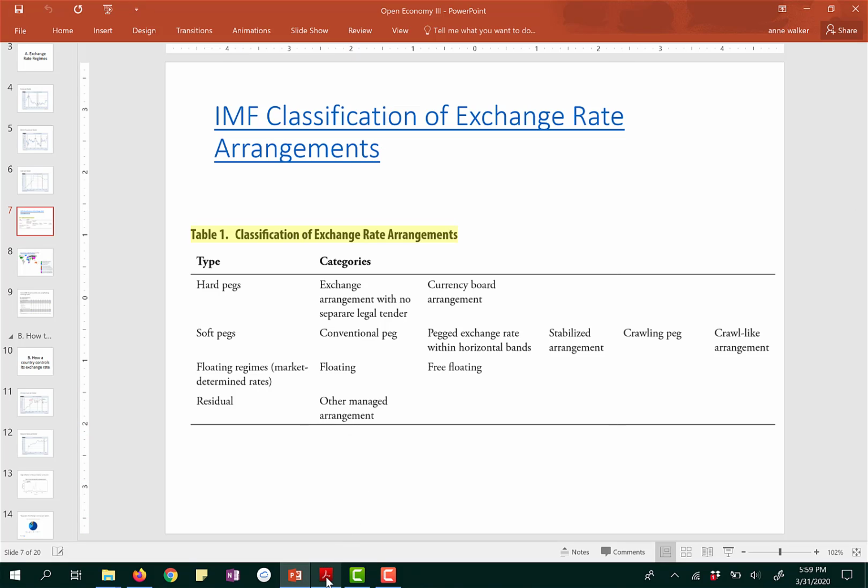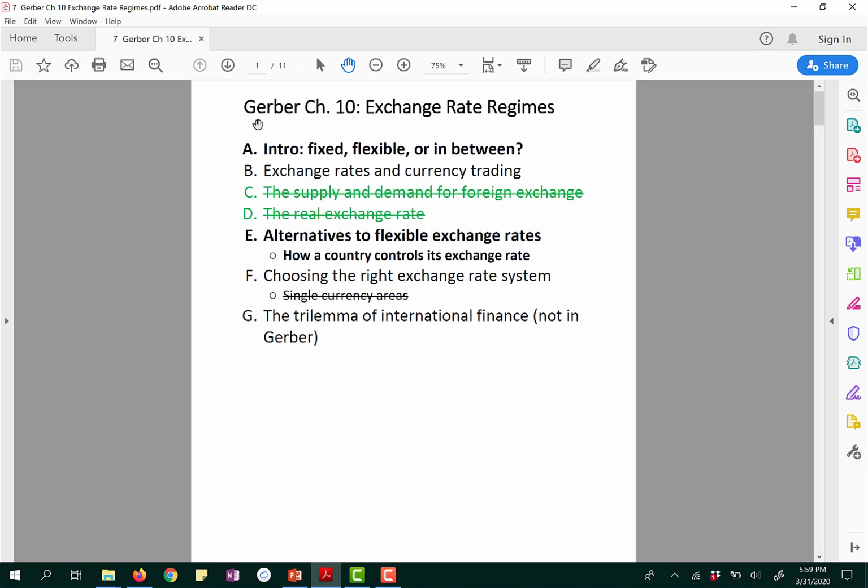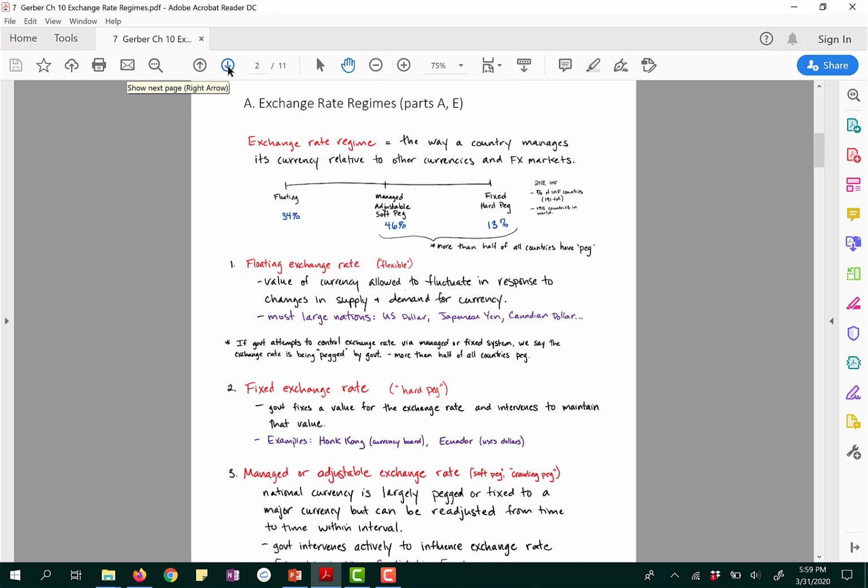Okay, as the Gerber chapter discusses in the introductory section, the exchange rates occur on a continuum between two opposite extremes, and those two opposite extremes are what we call floating exchange rates, where the value of the currency is completely determined by market forces, by supply and demand for the currency. Those are also called flexible exchange rates. Most large countries have flexible exchange rates. For example, the dollar, the yen, Canadian dollar, Great British pound.